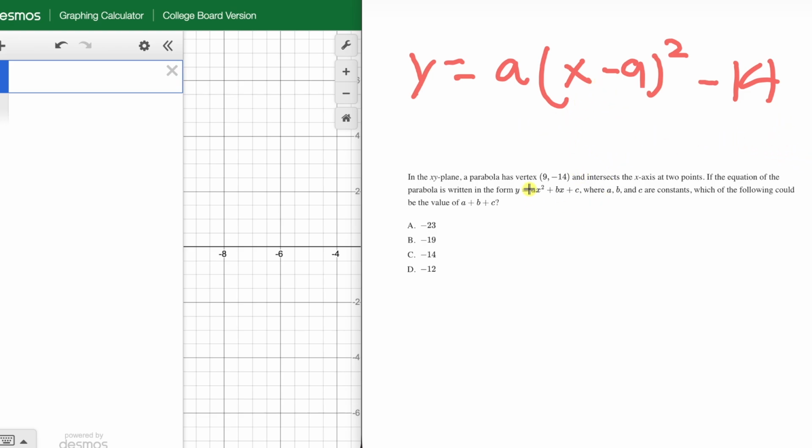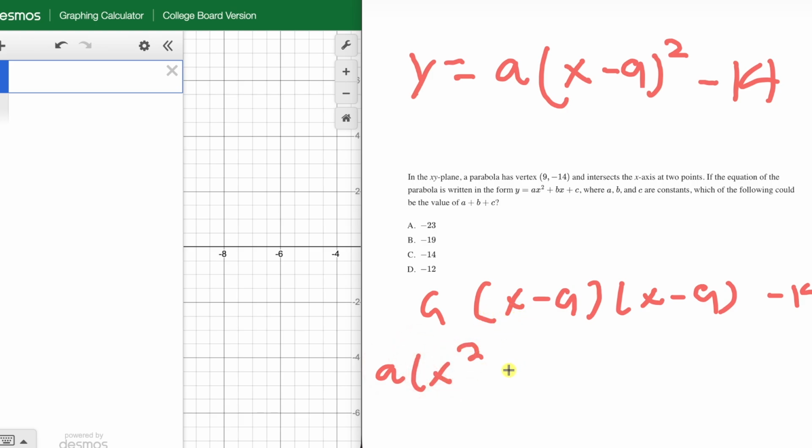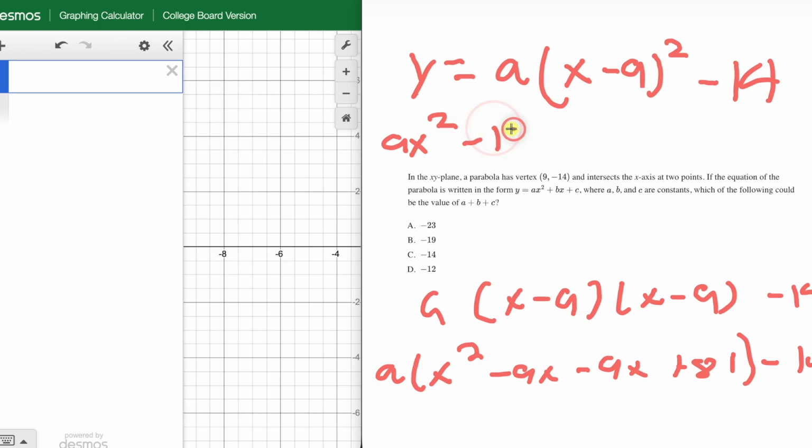Now what it wants us to do is figure out what a, b, and c are. So what we're going to do is expand this out. It's going to be (x minus 9) times (x minus 9), and then a, and then minus 14. So this here is a times x squared minus 9x minus 9x plus 81, minus 14. So each of these has an a next to it, so it's just going to be ax squared minus 18ax plus 81a minus 14.